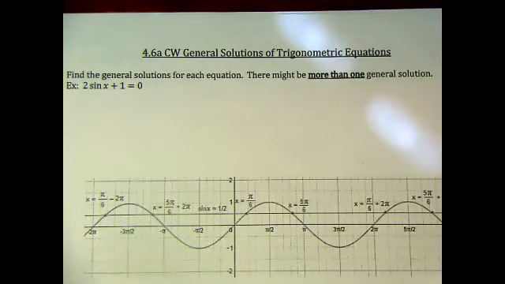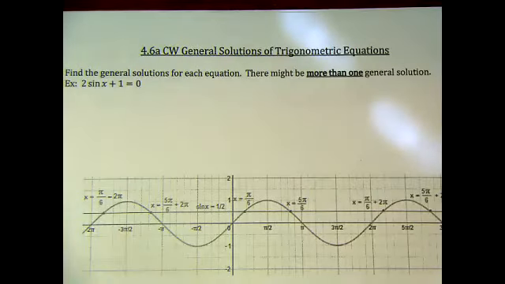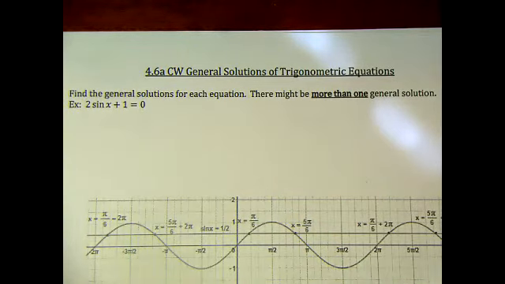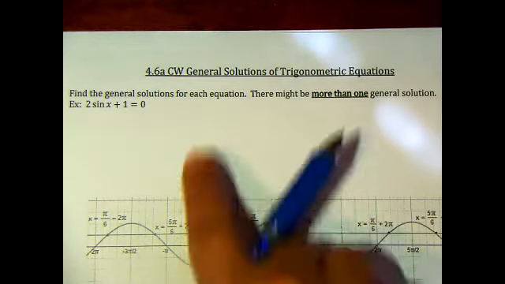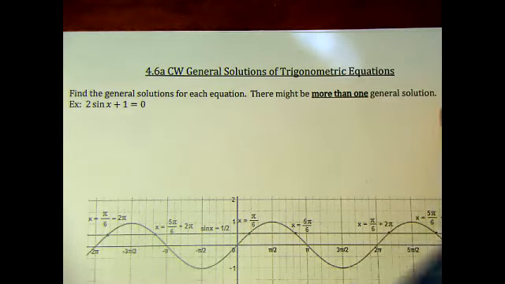I want you guys to keep your note sheet handy because I'm going to do a few more examples on this note sheet here. But I want to do the first example right here on your 4.6a classwork, okay? So general solutions of trigonometric equations. We want to find the general solutions for each equation. There might be more than one general solution, especially if I have not indicated a quadrant. Just throwing that out there.